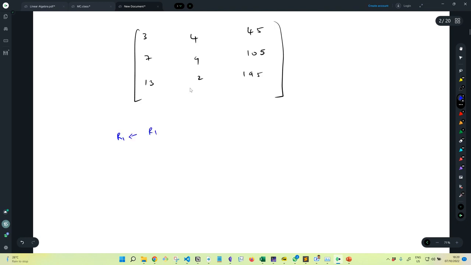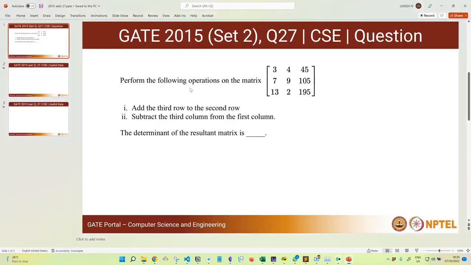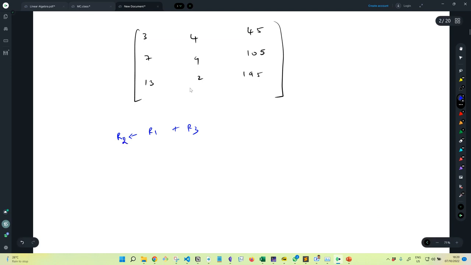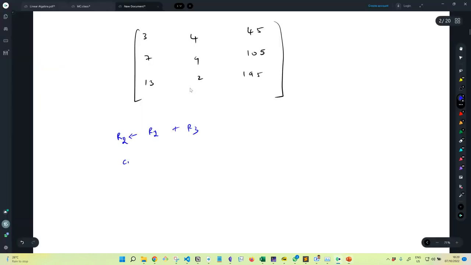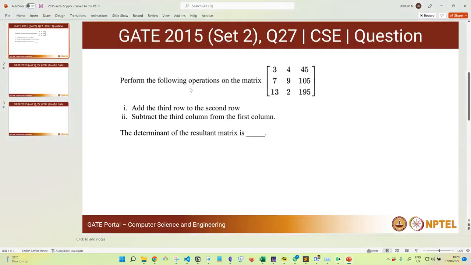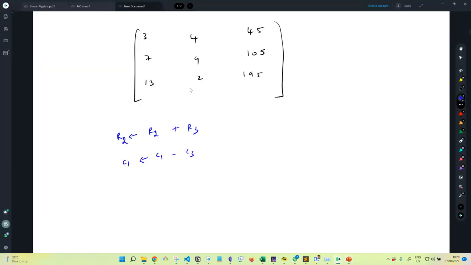R1 equals R1 plus R3, right? And okay, add third row to second row. Sorry, it will be R2 equals R2 plus R3. Then C1 equals C1 minus C3. Now the question is they are asking to find the determinant of the matrix after you perform these elementary row operations.